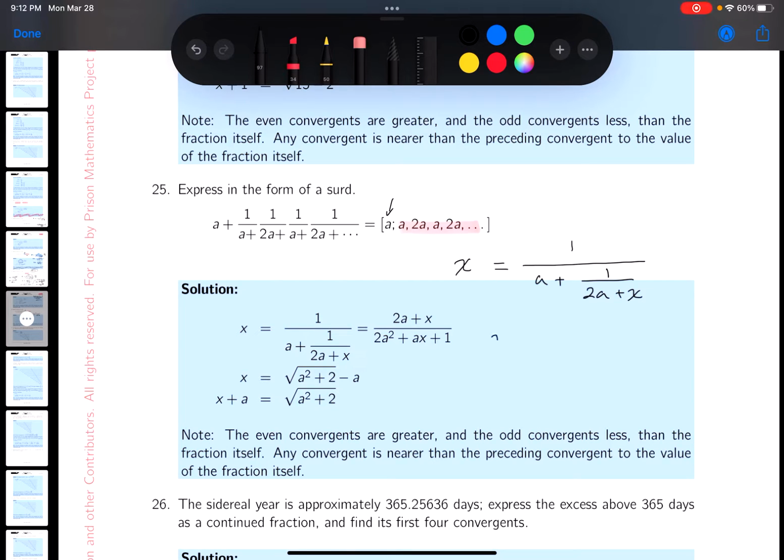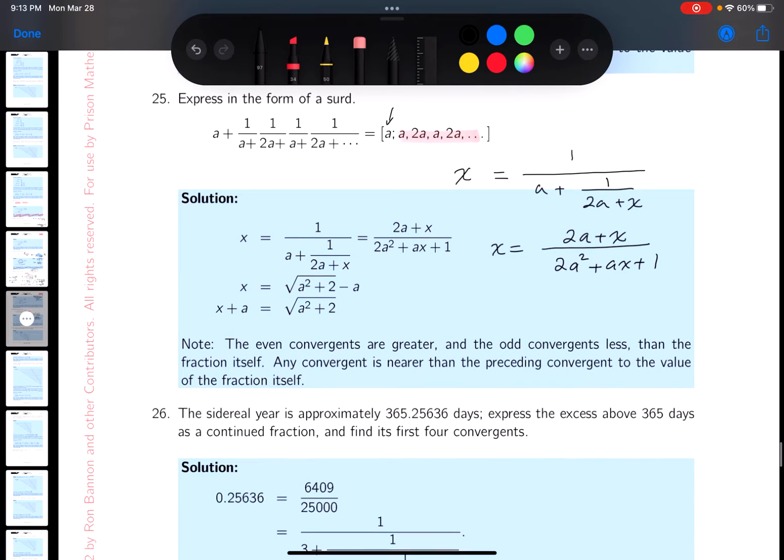You're going to get x equals, that's going to be 2a plus x. I'm going to be careful here. And that's going to be 2a squared. I'll write that down. A's a parameter again. 2a squared plus ax plus 1. I'm going to plow through this now. And I'm going to try to do the best I can. I'm going to say it's ax squared.